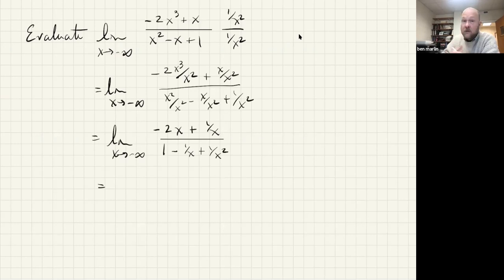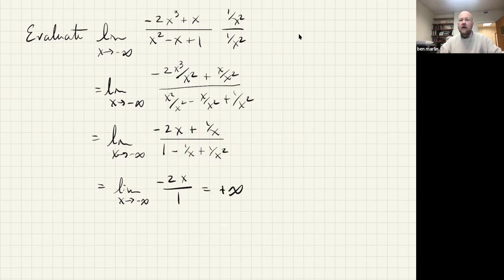And now we get to just plug in. All of these that have the 1 over x sort of stuff in them go to 0. So this limit you can think about as being minus 2x over 1 because all the others have gone to 0. And as x goes to minus infinity, minus 2x is going to go to plus infinity. Okay, bang. That's all you have to do.